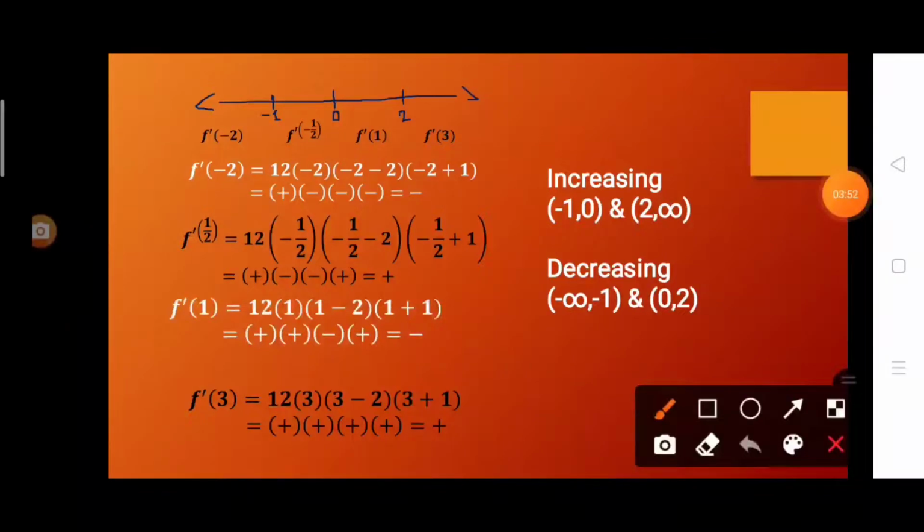Third, we have f prime of 1. So we have 12 times 1 times 1 minus 2 times 1 plus 1. There are 3 positive and 1 negative, so the result is negative. The fourth test number is f prime of 3. There is 12 times 3 times 3 minus 2 times 3 plus 1, so the result is positive.